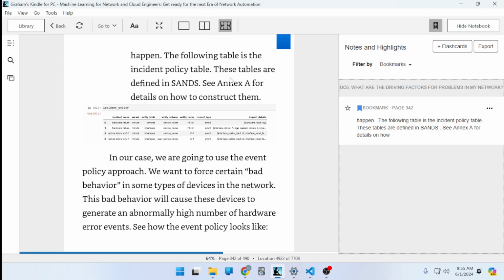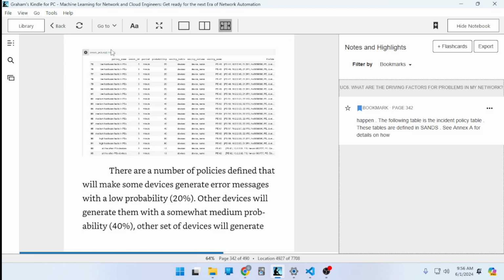In our case, we are going to use the event policy approach. We want to force certain bad behavior in some types of devices in the network. This bad behavior will cause those devices to generate an abnormally high number of hardware error events. See how the event policy looks.